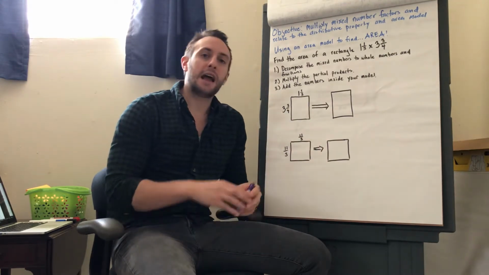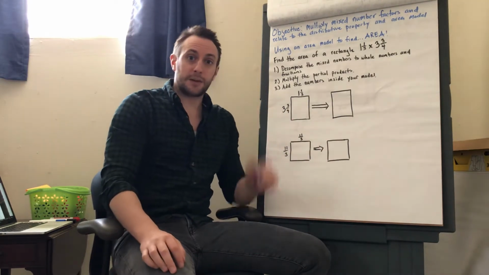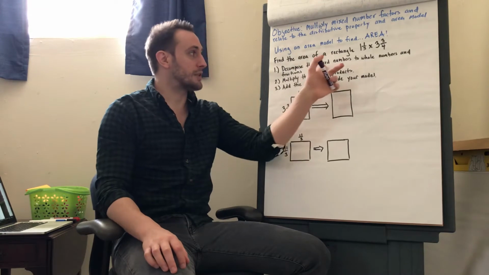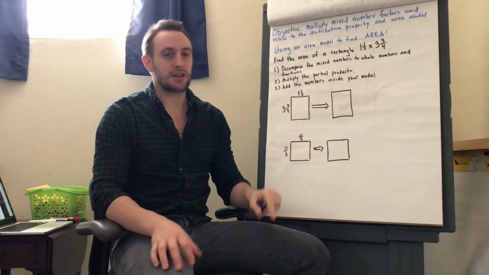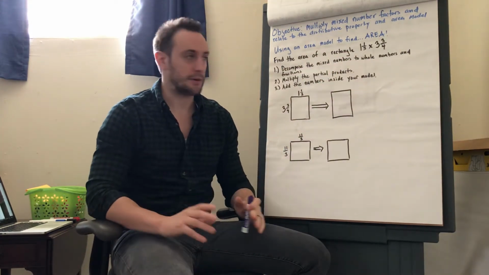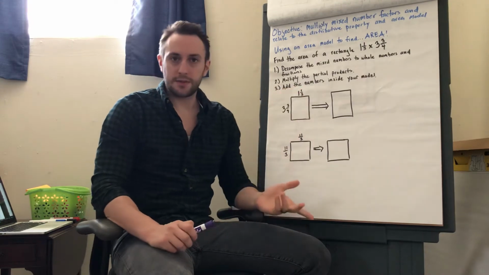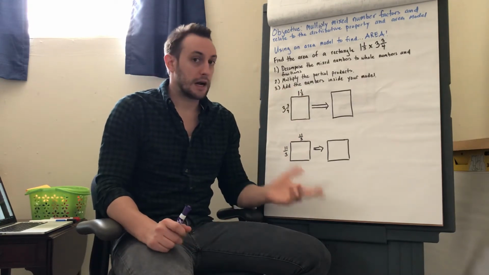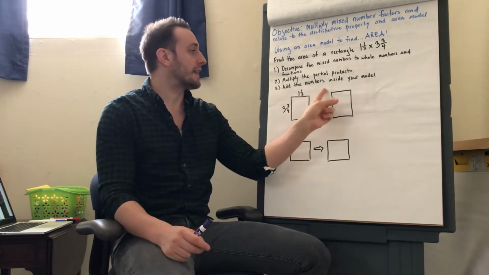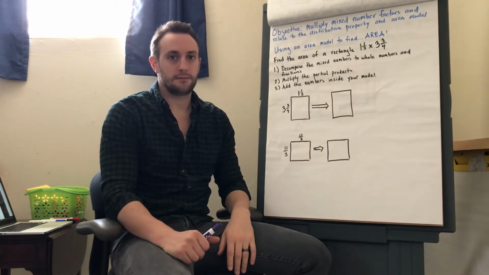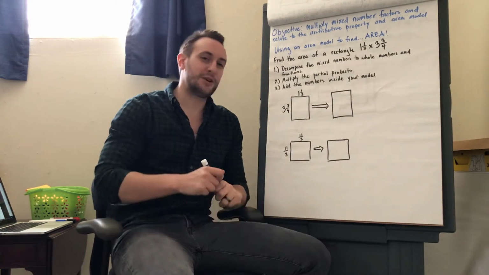So I have 3 steps for you. The first step is to decompose the mixed numbers into whole numbers and fractions. I'm going to show you how to do that, super simple. Then we're going to multiply the partial products, again super simple, and then we're going to add the numbers inside the model. Super simple. Alright, so let's go ahead and get started here.